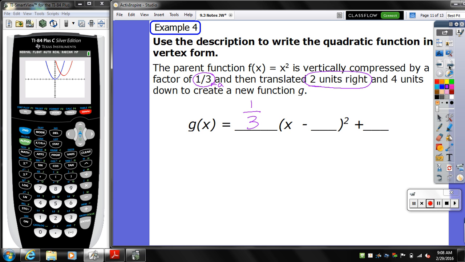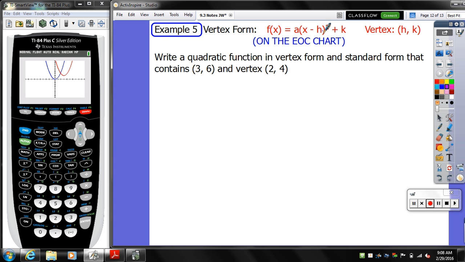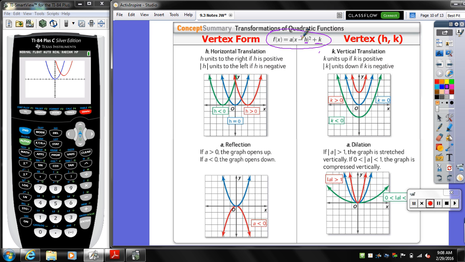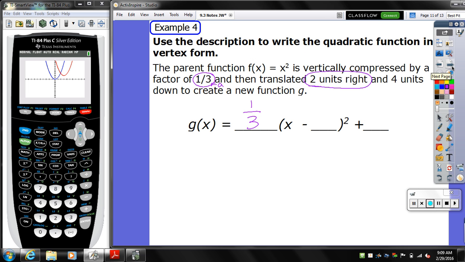That is going to affect your H value right here inside your parentheses. Now remember, and this is one that you have to think about, if it's 2 units to the right, I would go to the right. Whenever we would write that, 2 units to the right would be x minus 2 squared in vertex form. So that means if it's to the right, I'm just going to plug in that number.